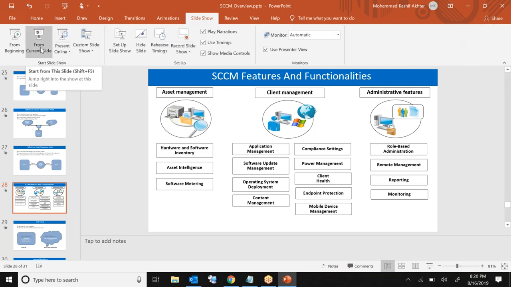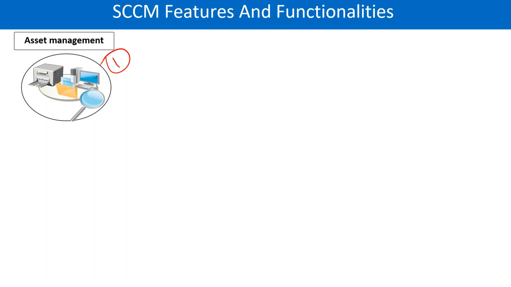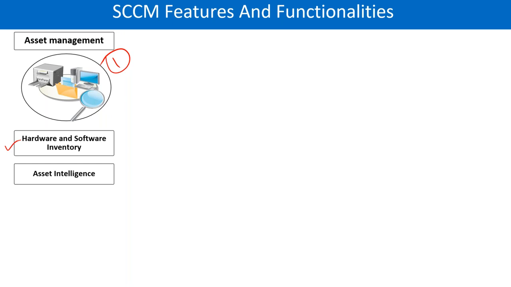Okay, now suppose you are going to implement SCCM in your company. What all things will you get? What all features and functionalities? So you will get asset management. That's the first functionality of SCCM, asset management. For example, you have thousands and thousands of computers, right? And you would like to get the hardware and software inventory. You don't need to purchase a third-party tool or any other things. SCCM is capable enough to do hardware and software inventory of all the computers. It will also do asset intelligence, like license consumption information, how many licenses you have consumed and how many licenses you still have available for the distribution.